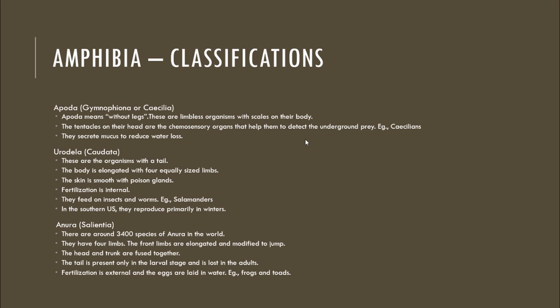So let's look at their classification. So we have the Apoda, Urodela, and Anura. Apoda are the Gymnophiona. These look like snakes. That's the idea there. They are without legs, so they look like snakes.